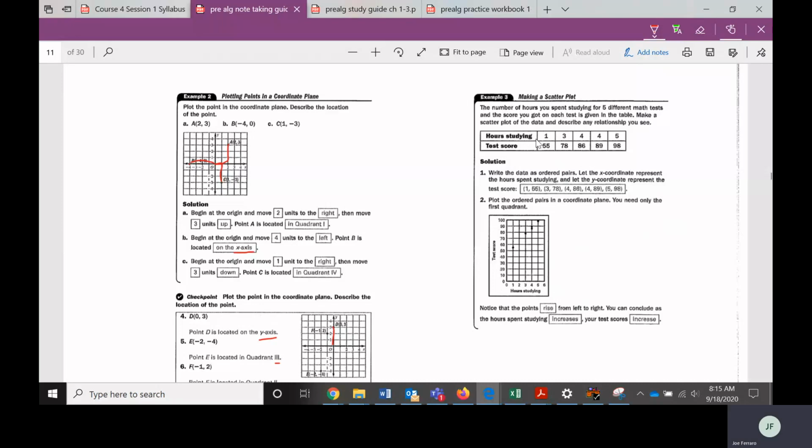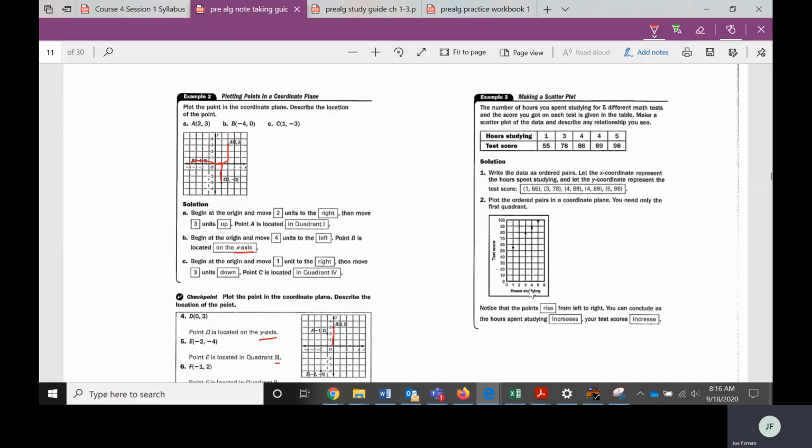Generally, the item that a person decides, or something decides, what they're going to do is the bottom one. So here, people are deciding how many hours they're going to study. The one that is the result of that generally goes on the vertical axis. So here, the test score is generally the result of how many hours you study.